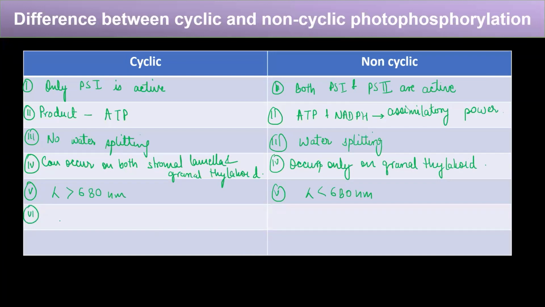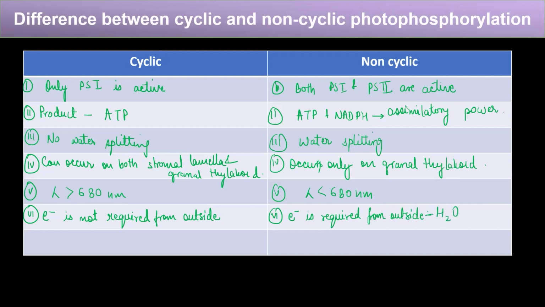And then the sixth point: in cyclic phosphorylation, did we see any electron from the outside? Does cyclic phosphorylation require electrons from outside? The answer is no. In this case, electrons are not required from outside. While in non-cyclic phosphorylation, electrons are required from outside. And from where does it gain its electrons? It gains its electrons from water splitting.